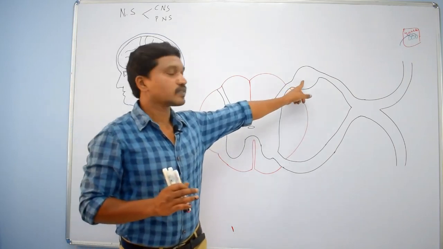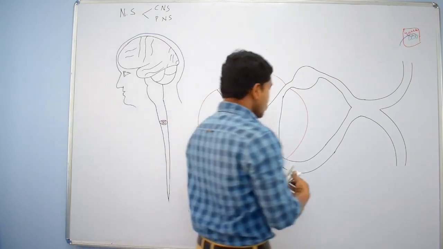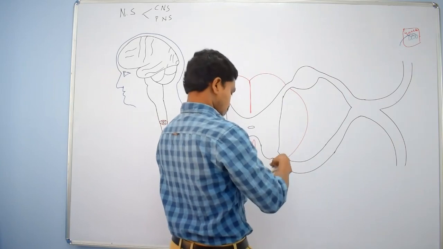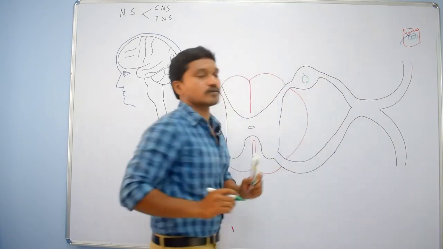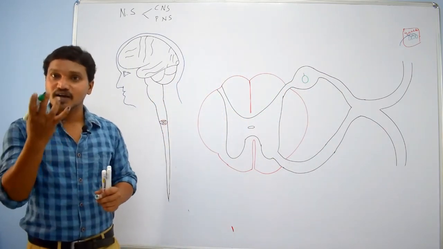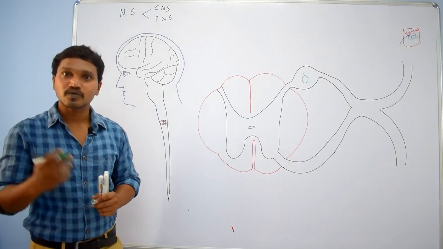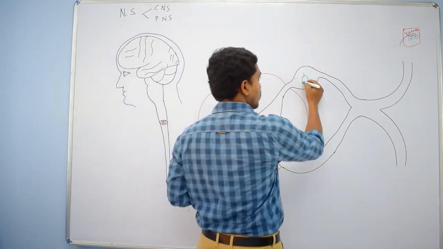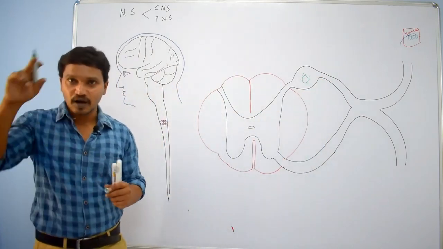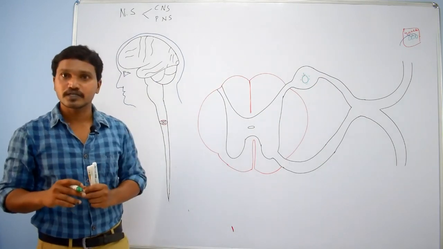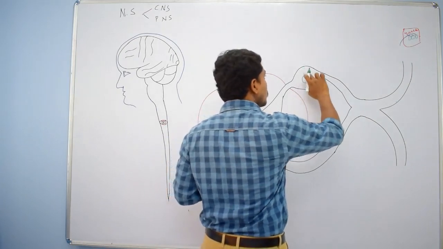Now this dorsal root ganglion will come into the picture. Within the dorsal root ganglion, you can find pseudounipolar cells. Actually these cells are larger cells, so they will not get sufficient nutrition. That's why these cells are surrounded by satellite cells and fibroblast cells, which form a capsule. Of course, we will tell you that in histology. So these are pseudounipolar cells.